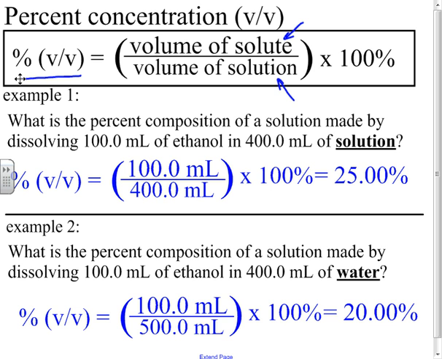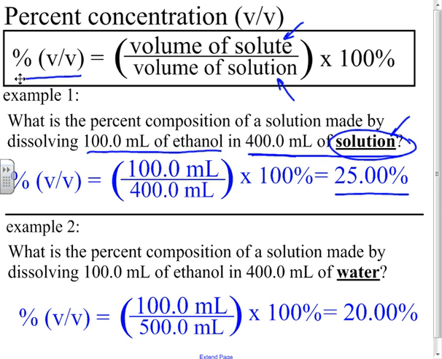Example 1, what is the percent concentration of a solution made by dissolving 100 mL of ethanol, so that is the solute, in 400 mL of solution? Again, note here, you're given the volume of the solution, which includes both solute and solvent. So the percent concentration is the volume of the solute, the 100 milliliters, divided by the volume of solution, the 400 milliliters, times 100%, or 25%.